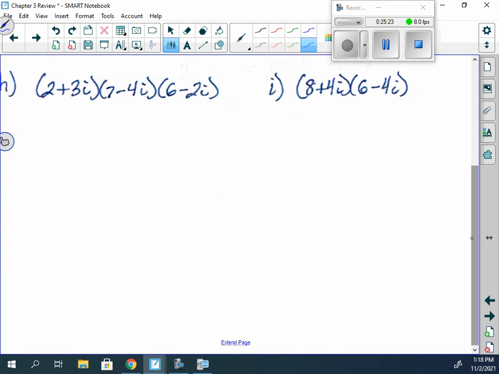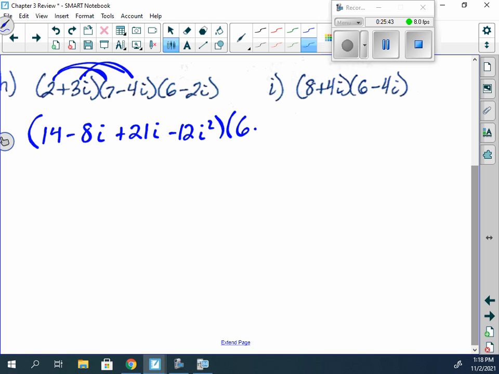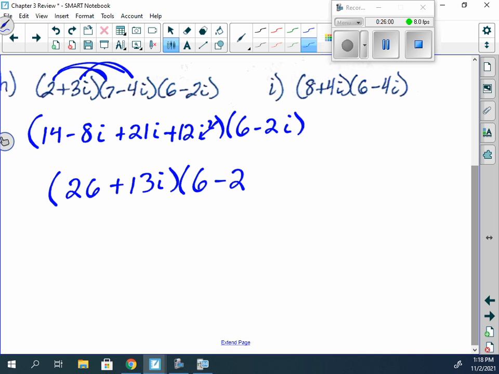So we do this here. We can multiply by 2 first for the first two. 2 times 7 would be 14. 2 times negative 4i would be negative 8i. 3i times 7 is going to be plus 21i. And 3i times negative 4i would be negative 12i squared. Now the i squared is negative 1, so that would make that positive. And we'd have 14 plus 12 is 26 plus 13i, because our negative 8i plus 21i would be 13i.